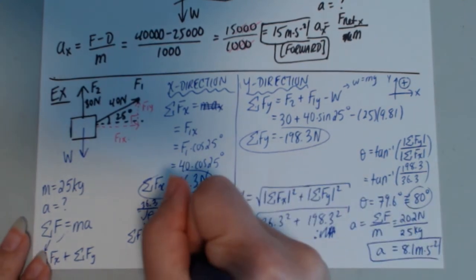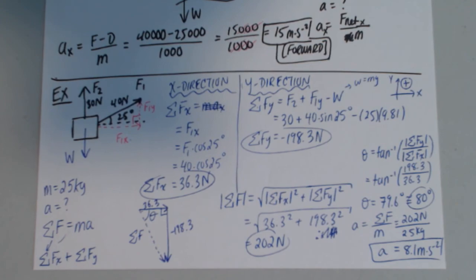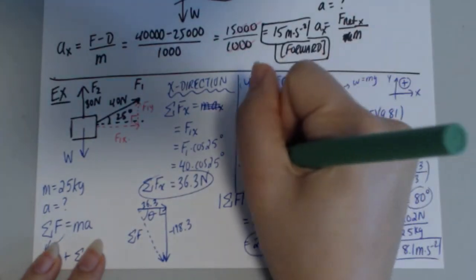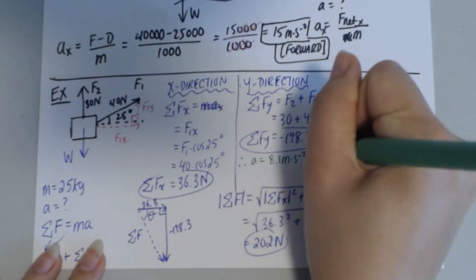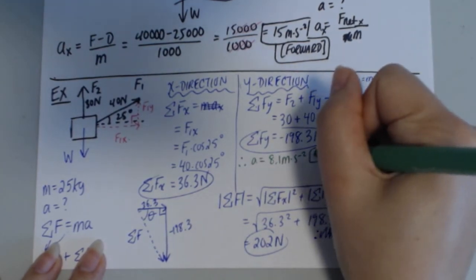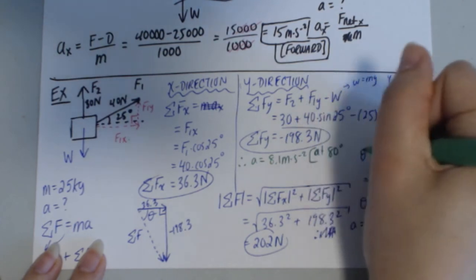Which is perfect. So let's see if I can squeeze in the therefore statement. Oh gosh, sorry guys, I know this is a little crowded. I'll take out a new sheet for the next problem. Therefore, acceleration is 8.1 meters per second squared, and the direction is 80 degrees below the horizontal.